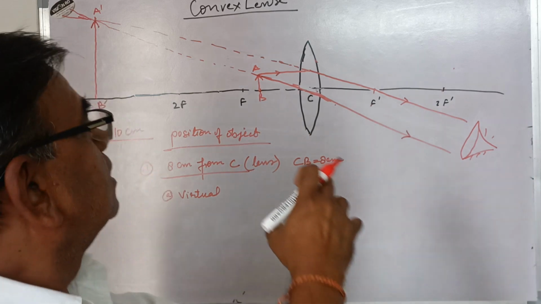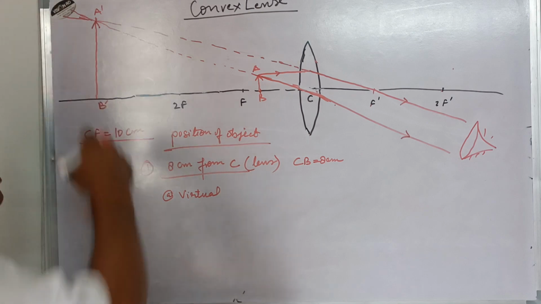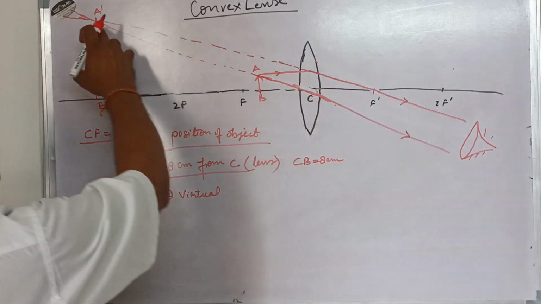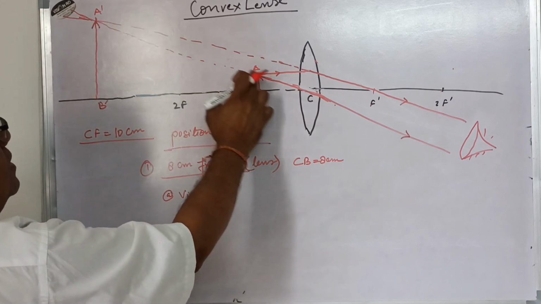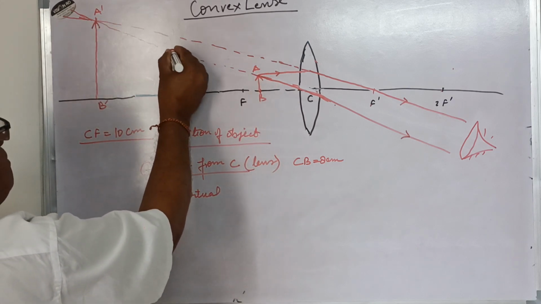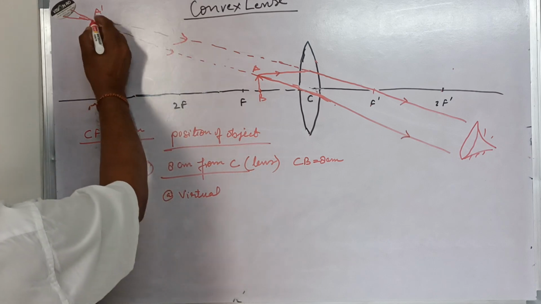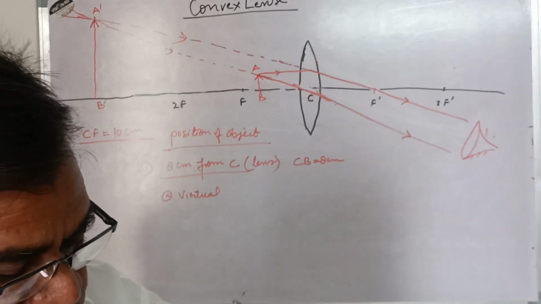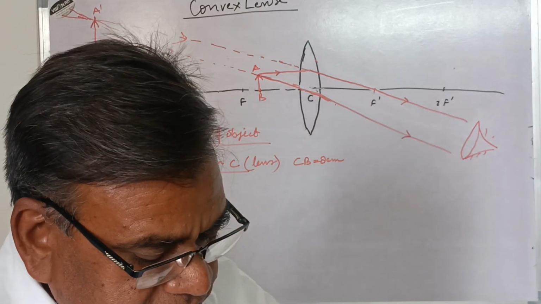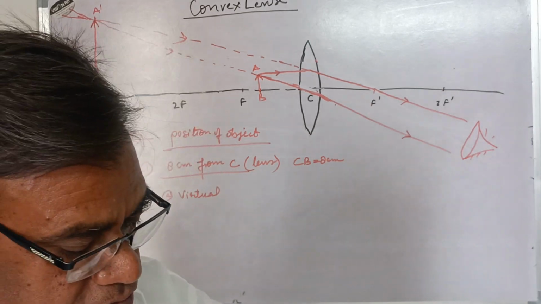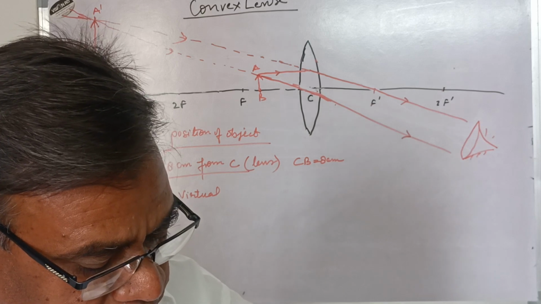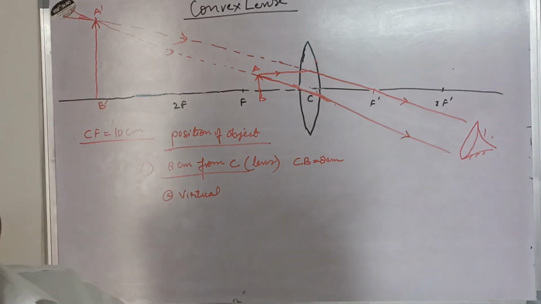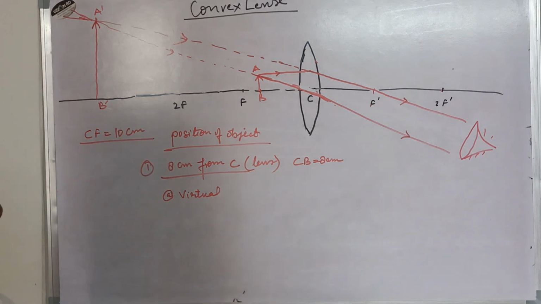This seems to be coming from here. Virtually आभास हो रहा है, यहाँ से देखने पर ये लगता है कि इस पॉइंट से आ रही है। Both rays seem to be coming from A dash. And the next one, an image of the same size as the object? No. Next one is the magnified virtual image. Yes, this satisfies the condition.